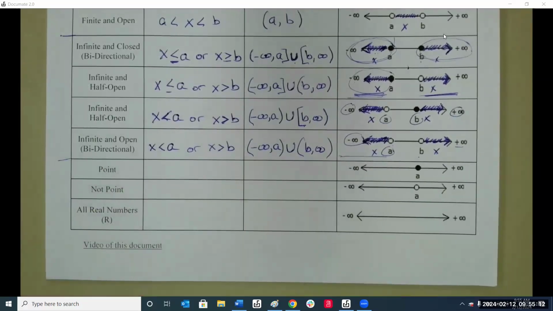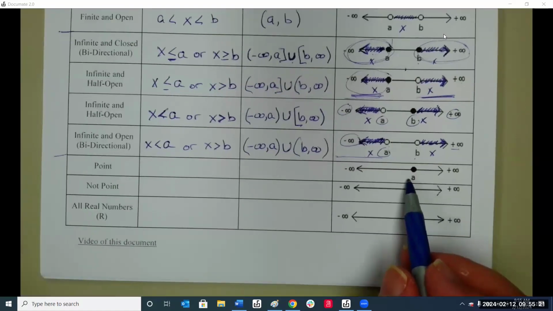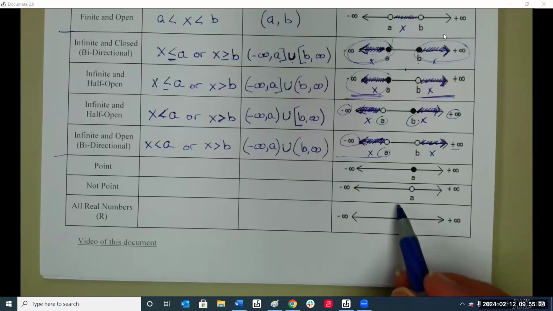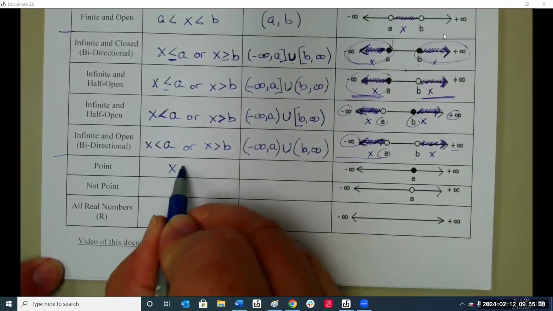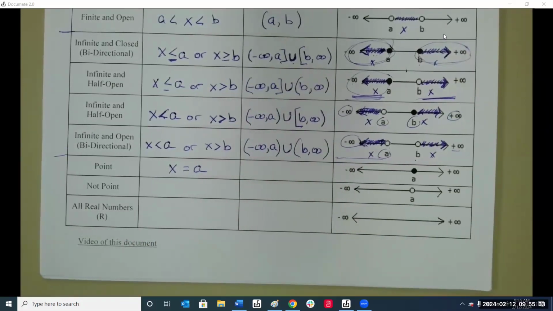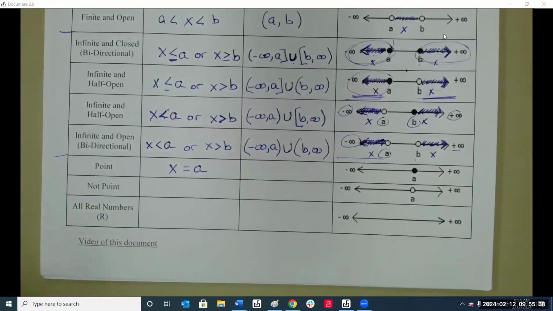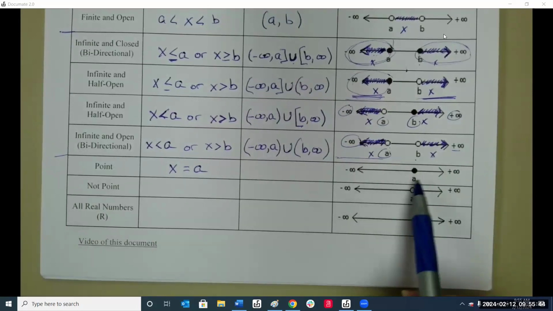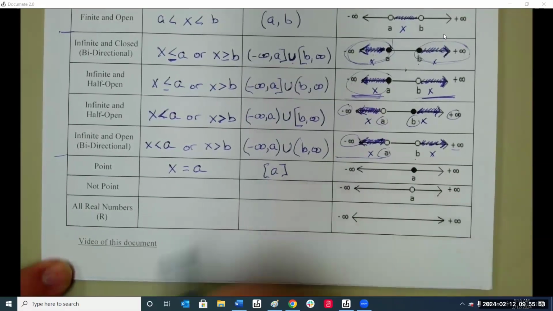Now comes the three interesting ones. How would you define a point? X equals A, exactly. How would you use it in interval notation? What's the lowest you can go? What's the highest you can go? So it's just A, and you can use it, so it's a bracket.